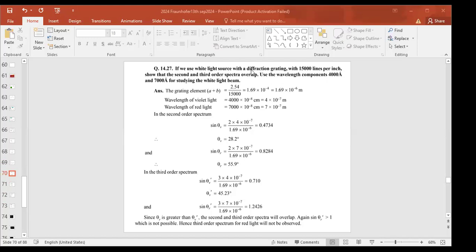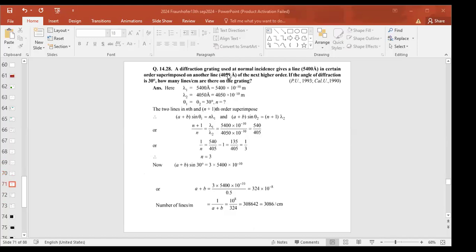See here, diffraction grating with 15,000 lines per inch. An inch means 2.5 centimeters, no? Then you can calculate the D, grating constant. And after that, the D sine theta is equal to M lambda equation, right? So here you can see the pattern of the way of asking questions and also the solution. But when you are considering this D, you have to calculate in our way, not A plus B.